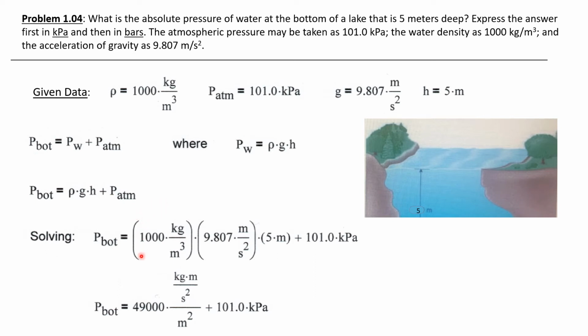Let's solve for this. The pressure at the bottom is the density of the water, 1,000 kilograms per cubic meter, times the acceleration of gravity, times the height of the column of water, which is 5 meters. And so we have this rather messy term right here, plus the pressure of the atmosphere, which is 101 kilopascals. Well, if we multiply this first term out, we're going to get 49,000 kilogram meters per second squared per square meter. We recognize this term as a newton. So we've got 49,000 newtons per square meter, and we're adding to that 101 kilopascals.